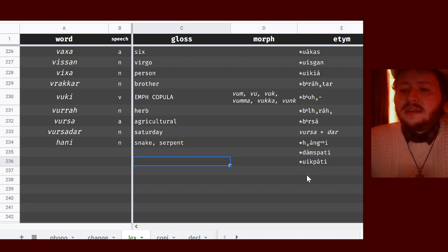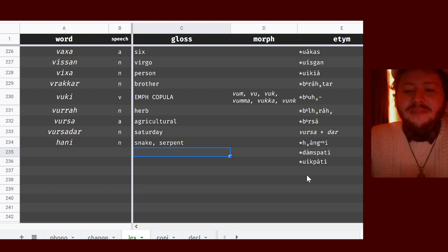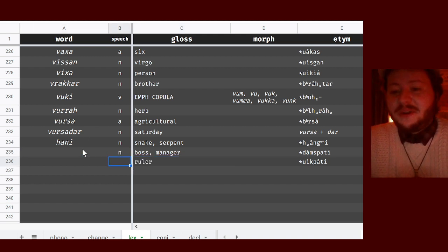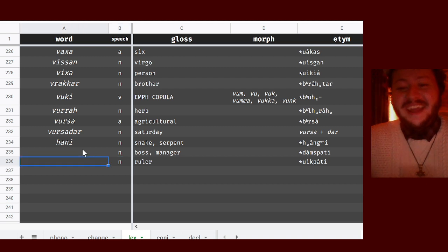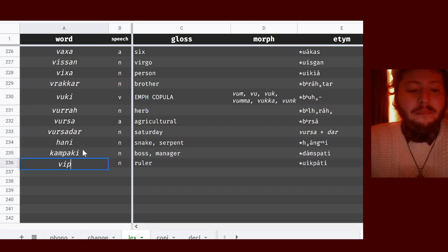Kampaki sounds like it should mean octopus, Lamashka says. It does, but it means boss, manager, and this means ruler. That's so cool. I hope you get to teach at university soon. That would be amazing. Thank you, Heart Sadie. I'm just trying to pronounce all three S's every time I read your name. Okay, so we've got kampaki and vipaki.